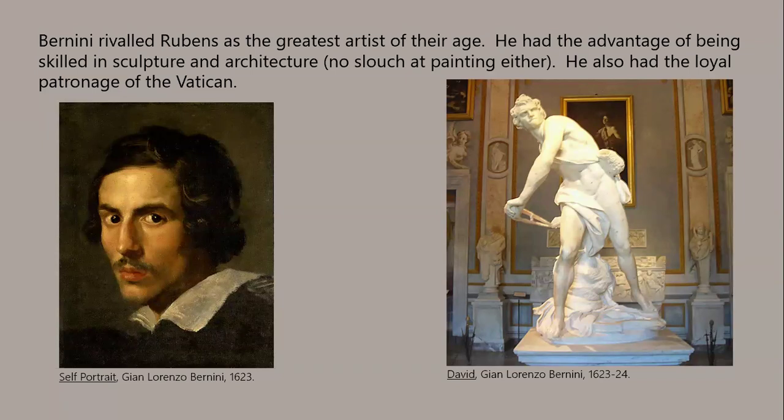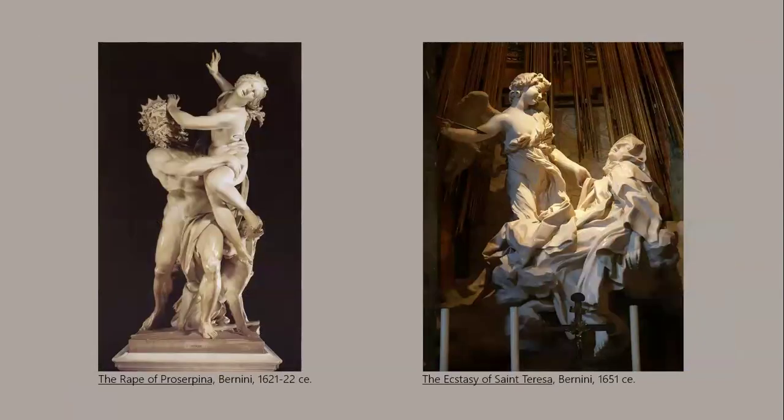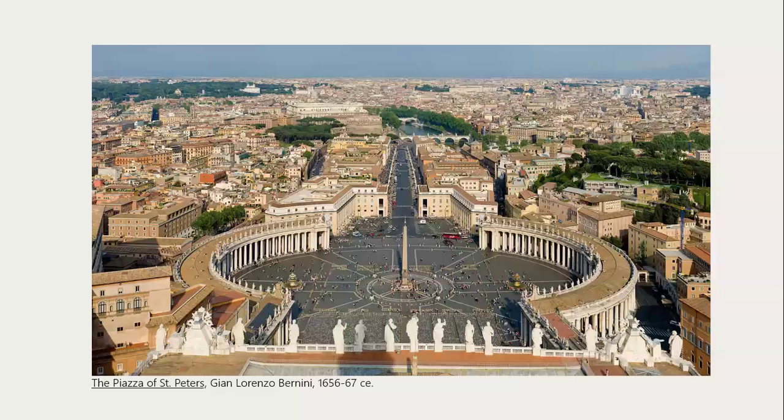Probably the other most important artist of this early period in the Baroque would have been Bernini, who, although he did paint, like this self-portrait right here, was known primarily as a sculptor, although also, like Michelangelo, he did some architecture as well. So the Piazza of St. Peter's here was designed by Bernini. I'm going to go back to the sculptures in just a second, but I just want to say one thing.